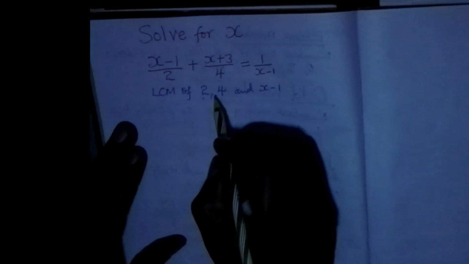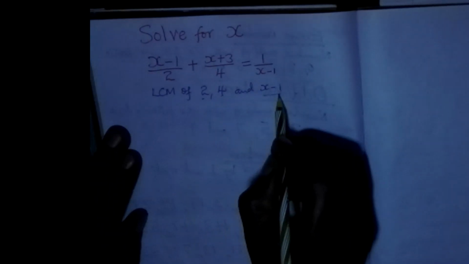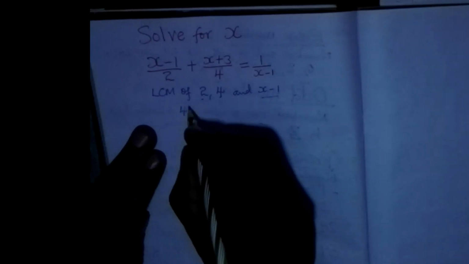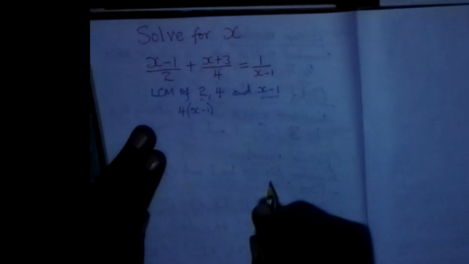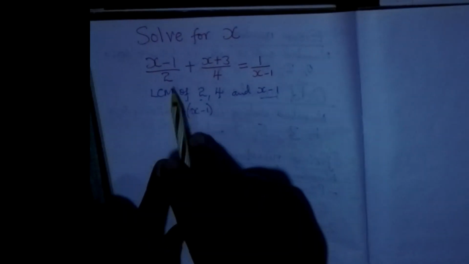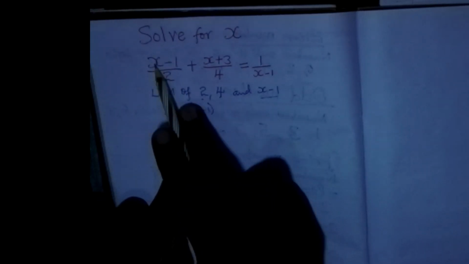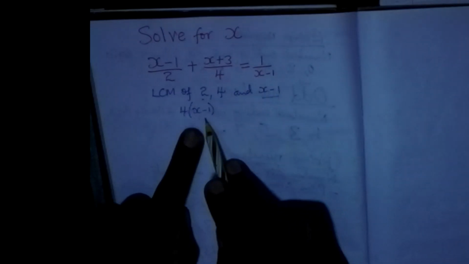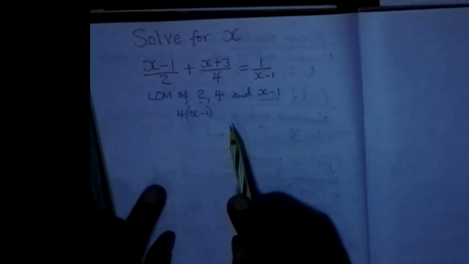The LCM of 2 and 4 is 4, and then we have the other one. So the LCM is 4 multiplied by (x minus 1) in bracket. We need to multiply each term by the LCM. We have the first term, the other term, and the other term. Each we multiply by the LCM, which is 4 into bracket x minus 1.